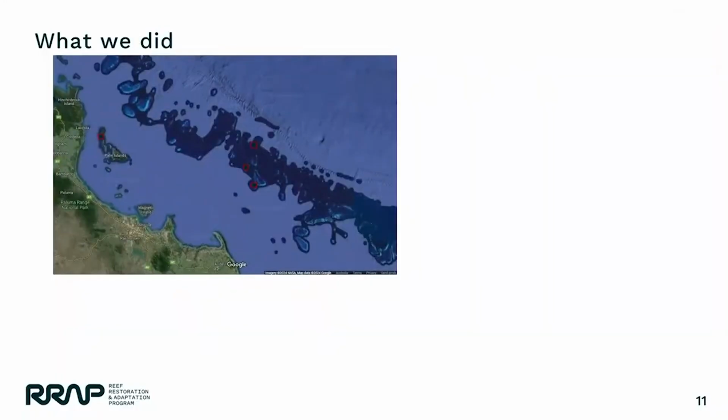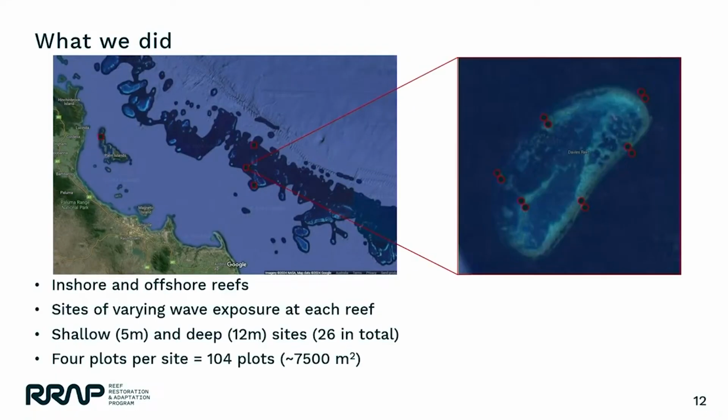The Palm Islands were our inshore reef, and then we had Chicken, Davis, and Little Broadhurst as the offshore reefs. Each reef had sites all along the periphery at 5-meter depth. And then the Palms and Davis Reef also had sites at 12-meter depth. Each site had the 4 plots that Katerina showed, and in total we had 104 plots.